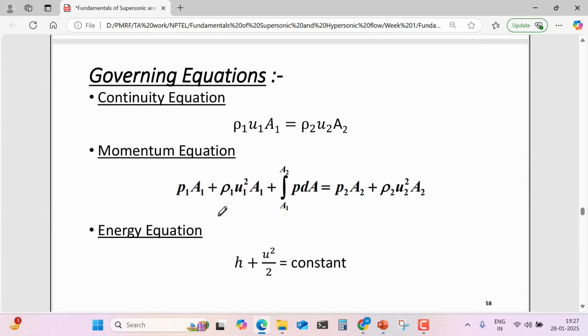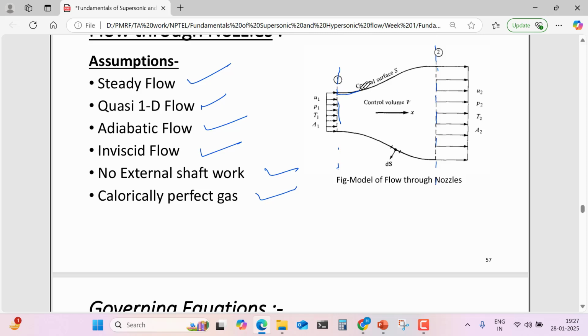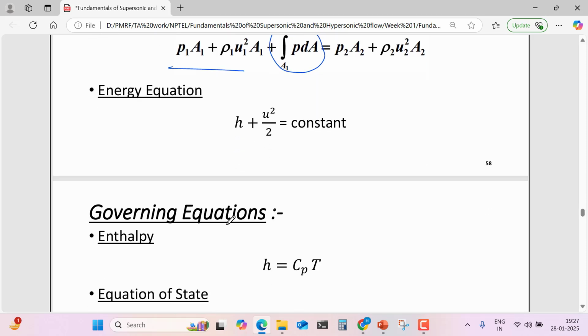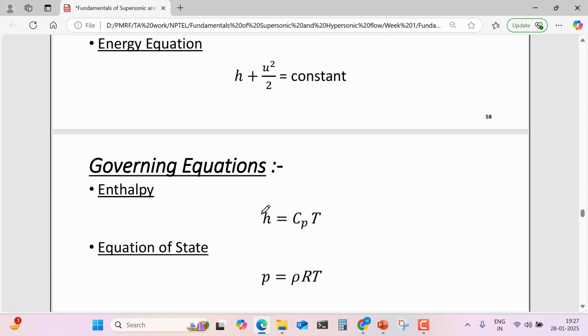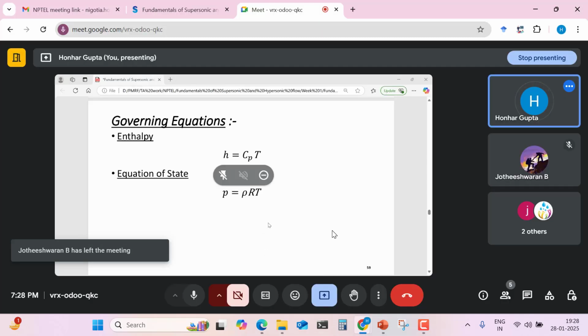Momentum equation is given by this. This term is due to the control surface, this control surface. This is for the surface of the nozzle, S. And the energy equation is the same. Enthalpy will remain constant, total enthalpy, and enthalpy is given by CpT for a calorically perfect gas, and the equation of state is P equal to rho RT.